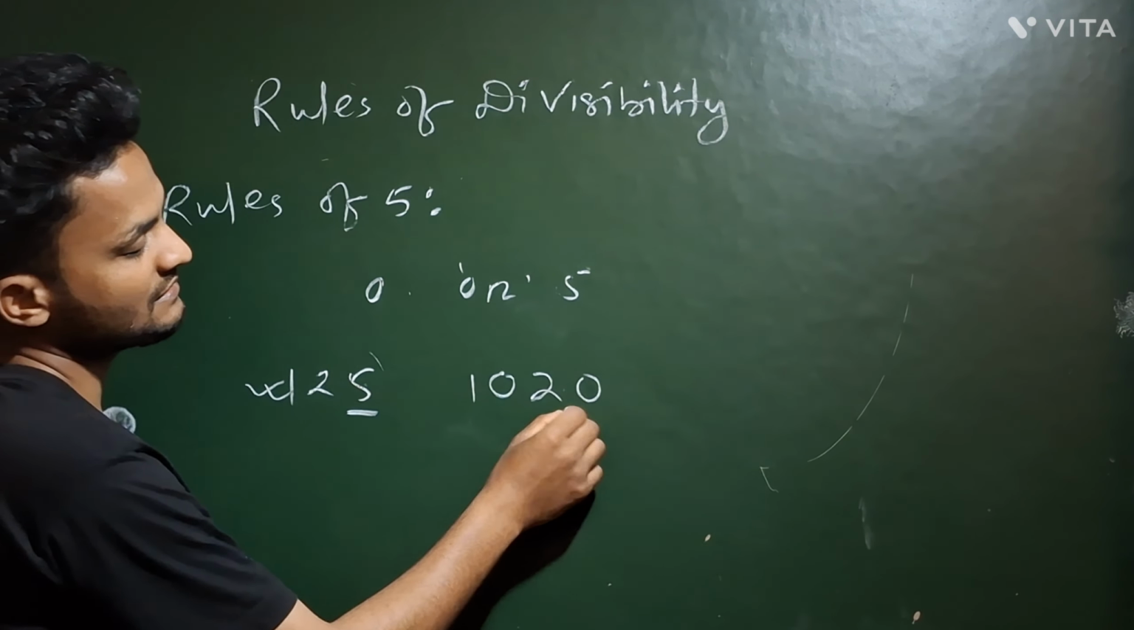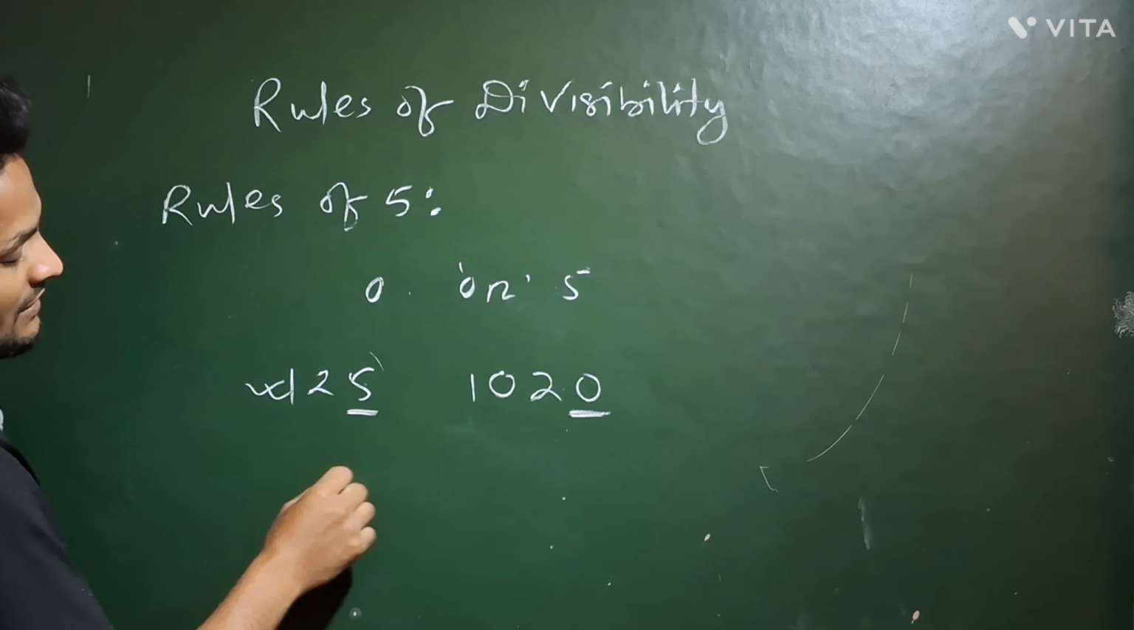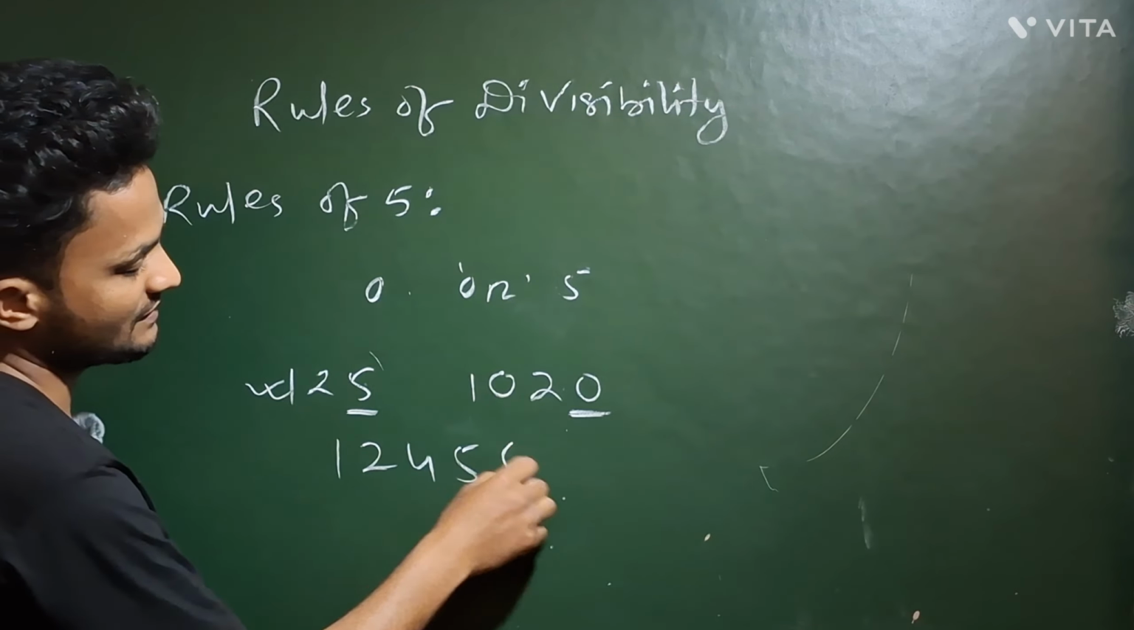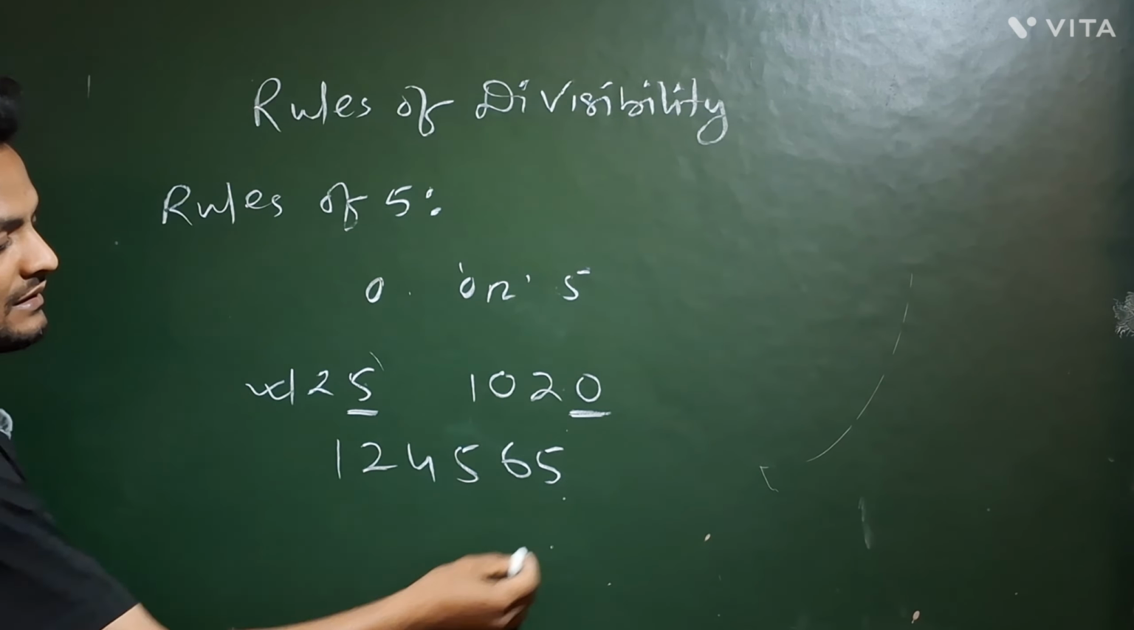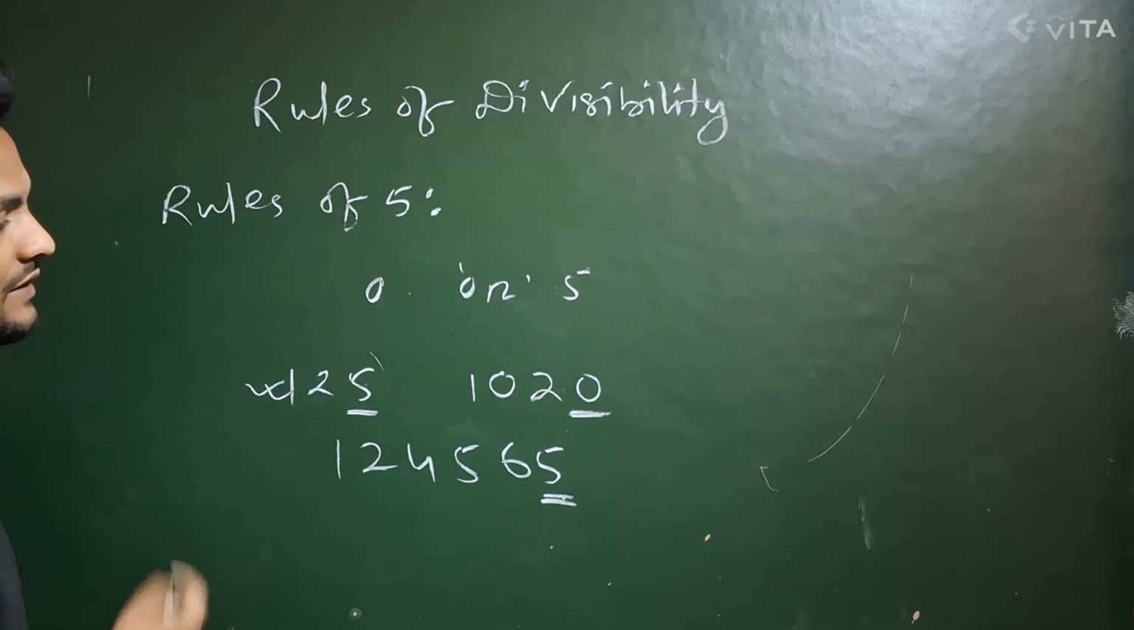1020. In this number, the last digit is 0. That is why the whole number is divisible by 5. Similarly, 124565. In this number, the last digit is 5. That is why the whole number is divisible by 5. Okay.